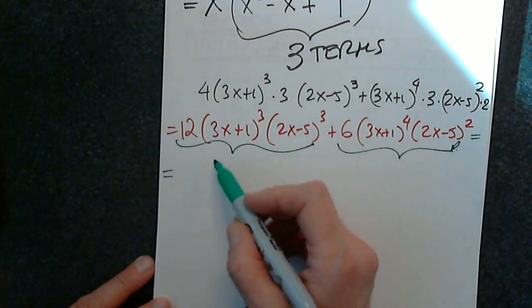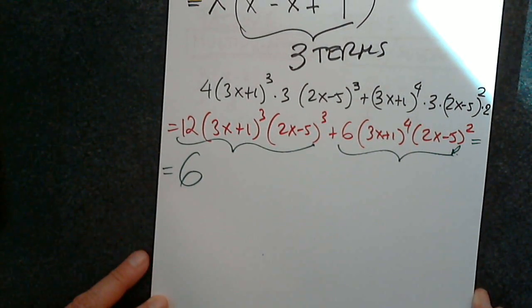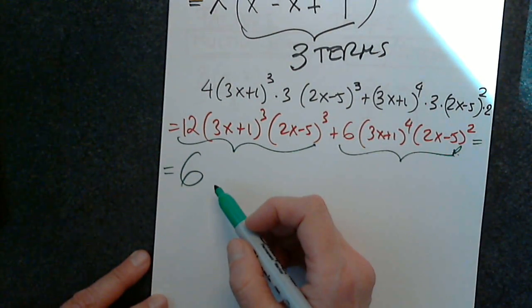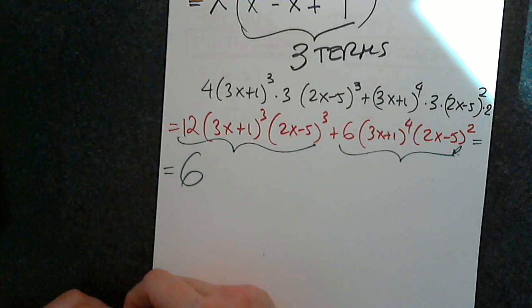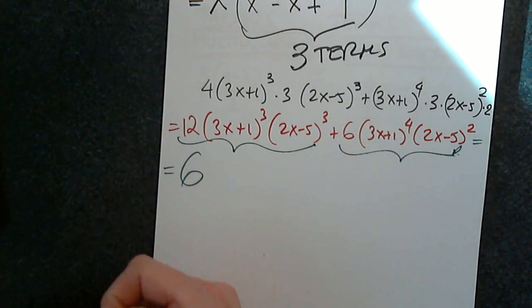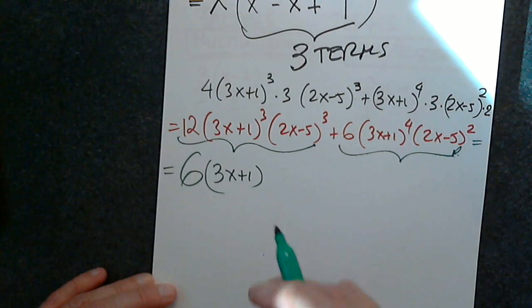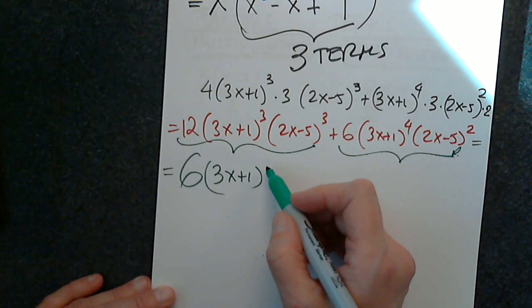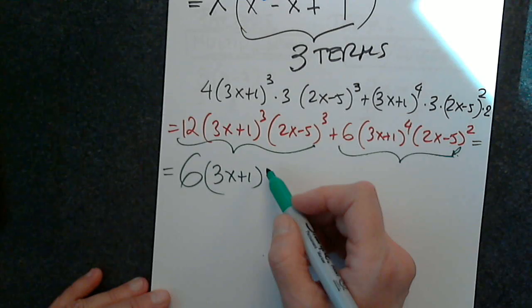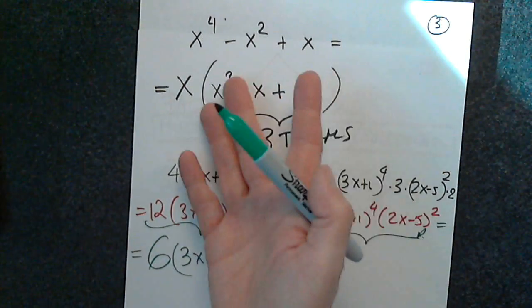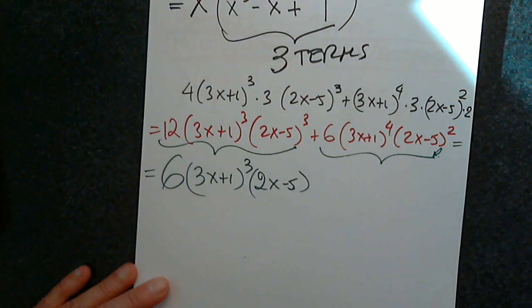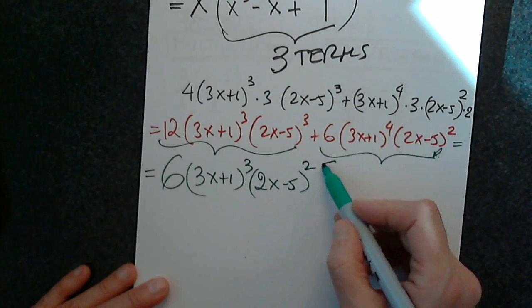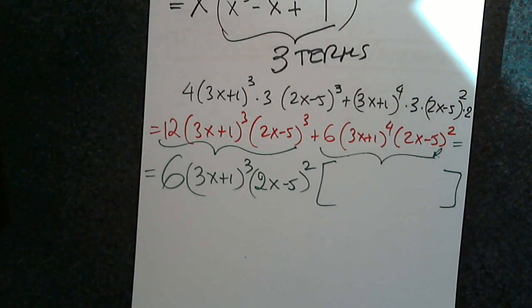Yes, I see 12 and 6, so the common factor is 6. I see... Excellent. To which power? 2. Very good. We just talked about that. The smallest of the two. And 2x minus 5, excellent. 2x minus 5. Which power? Excellent. 2. The smallest of the two. Perfect. So now let's see what is left.